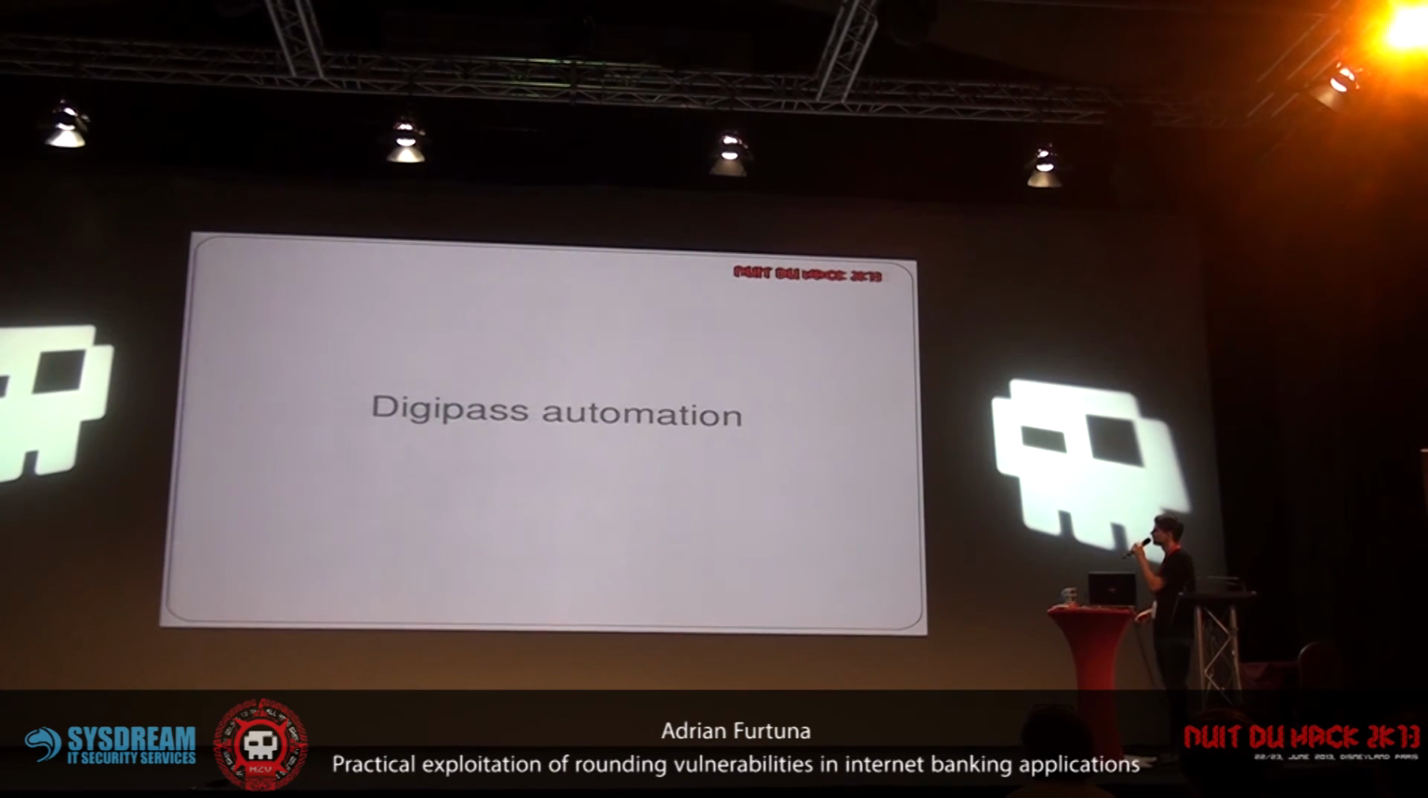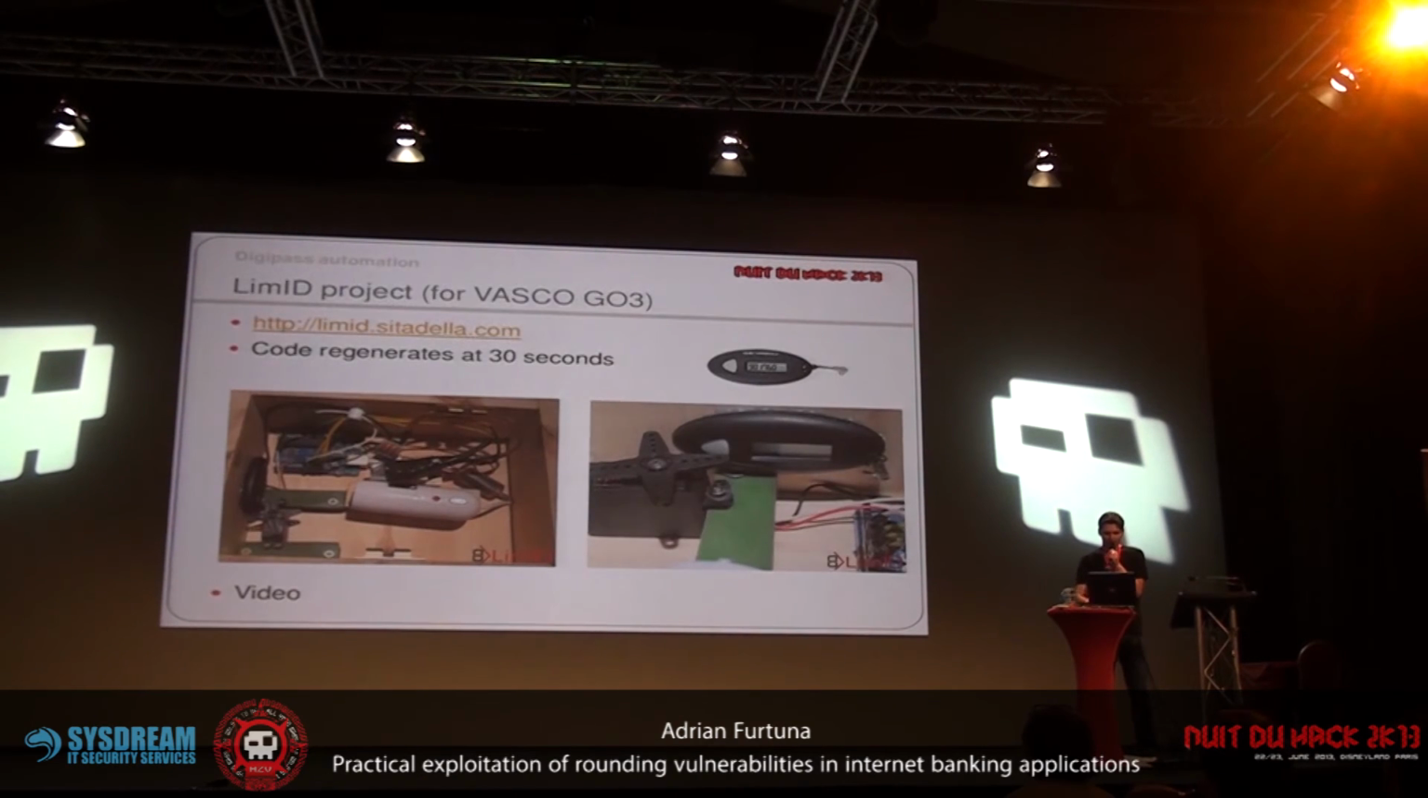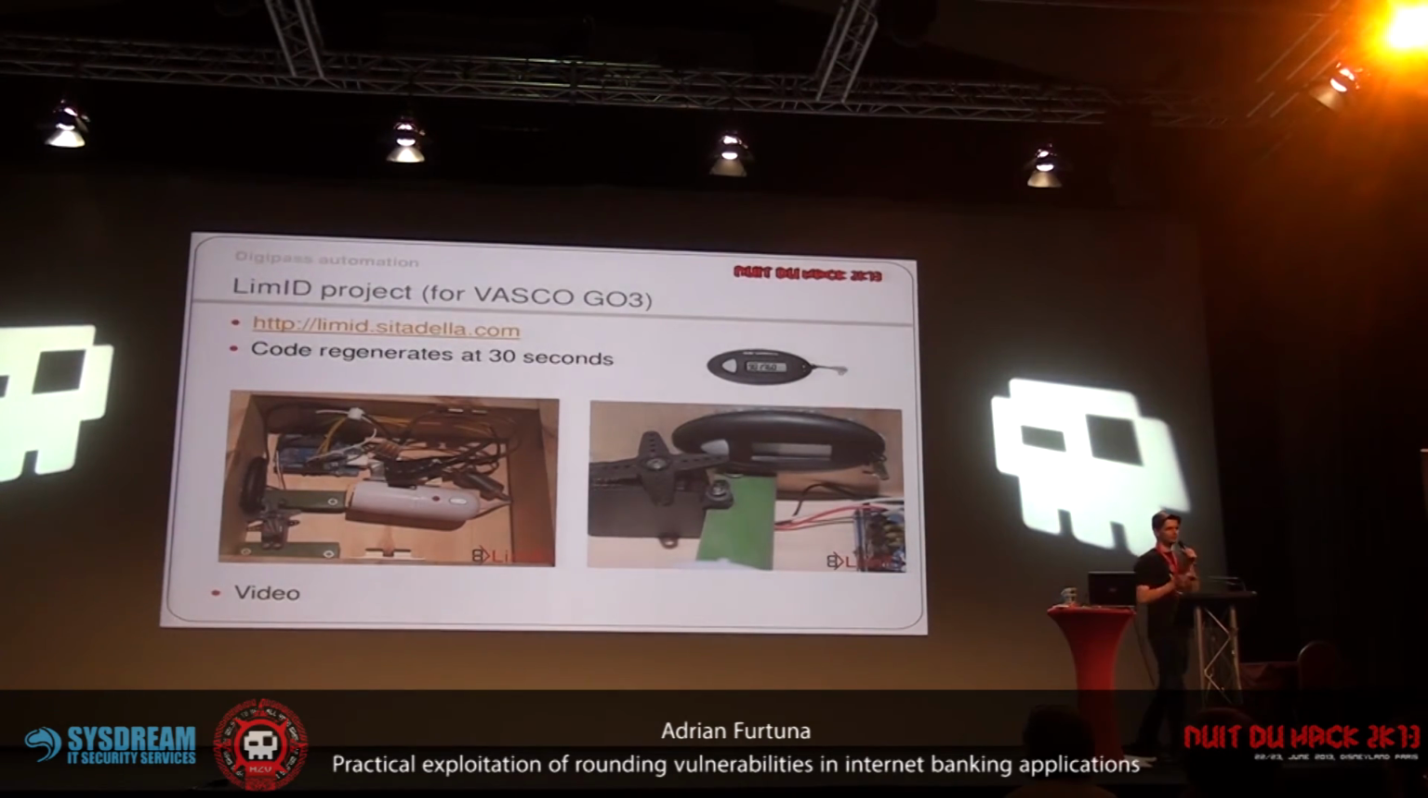Okay, let's go to a little bit more technical part. Digipass automation. There are multiple types of Digipasses. This is with one button. How it works, you push the button, it generates your code. After about 30 seconds, the code expires, and you have to push the button again to generate another code.